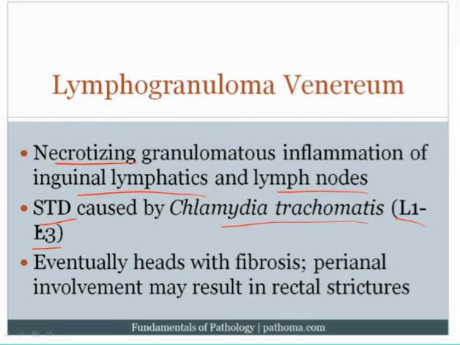Then remember that Chlamydia trachomatis is divided into several serotypes. So there's A through C, which causes trachoma. There's D through K, which causes urogenital infections and conjunctivitis, and then there's L1 through L3. And L1 to L3, as we're talking about here, causes lymphogranuloma venereum. Now, eventually what happens is that you get healing with fibrosis, but you can get rectal strictures, especially if there's perianal involvement.